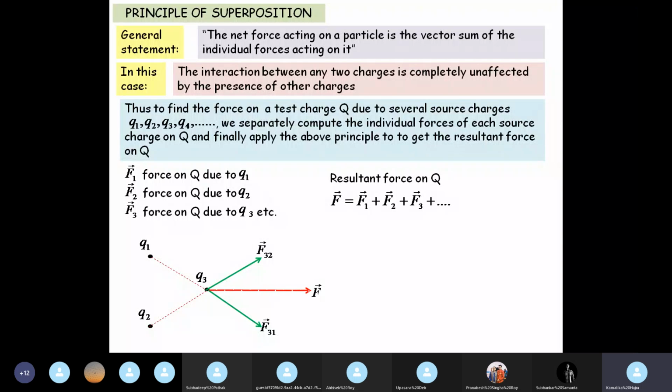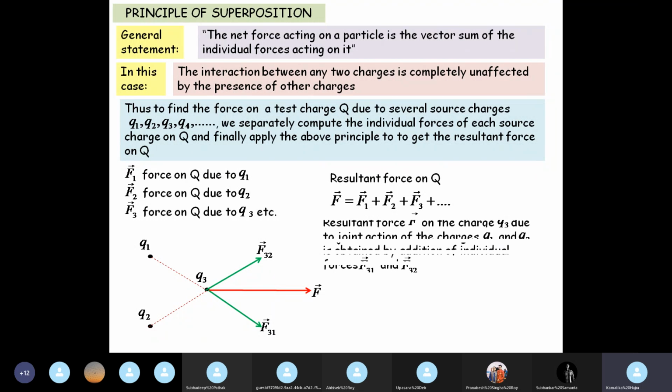Here we apply the principle of superposition, and this force is given by F, the vector sum of F31 and F32. Okay. So the resultant force F on the charge Q3 due to joint action of the charges Q1 and Q2 is obtained by addition of the individual forces F31 and F32. All right, so the resultant force F on Q3 is the vector sum of F31 and F32.